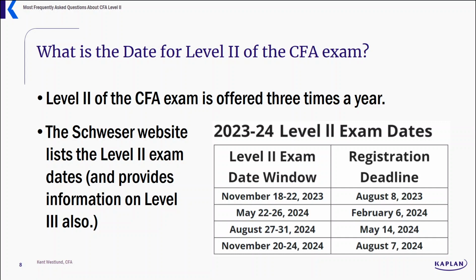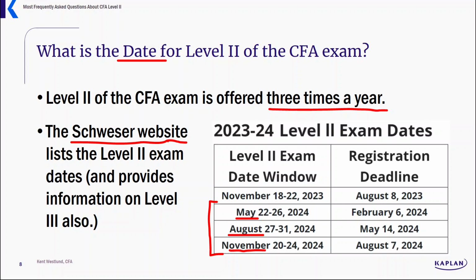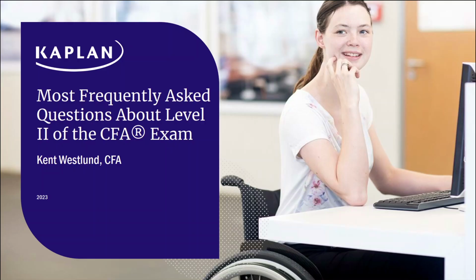And then the final thing that we wanted to address for today is what is the date for Level 2 of the CFA exam. CFA Institute is currently offering the Level 2 exam 3 times a year. It depends a little bit on when you're watching this video, but if you're, for example, interested in sitting for the Level 2 exam in 2024, there are 3 possible exam windows. There's a May 2024 exam window, August 2024, and a November 2024 exam window. You can also find more information on the Schweser website or on the CFA Institute website.